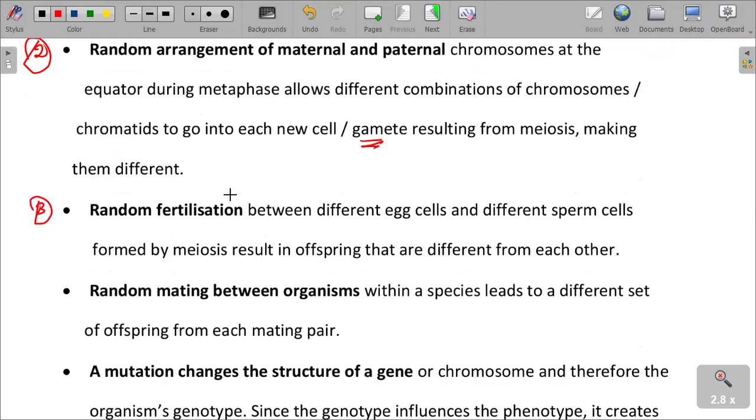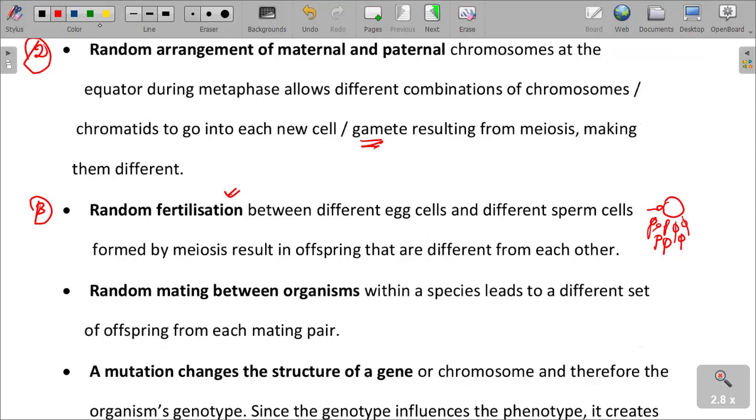Random fertilization between different egg cells and different sperm cells formed by meiosis results in offspring that are different from each other. So what we are saying is, with fertilization, an egg cell might be found in the fallopian tubes, and then we have multiple sperm cells that can fertilize the egg. The process of fertilization occurs via the different strength of the sperm cells. The sperm cells have different capacities or different energy.